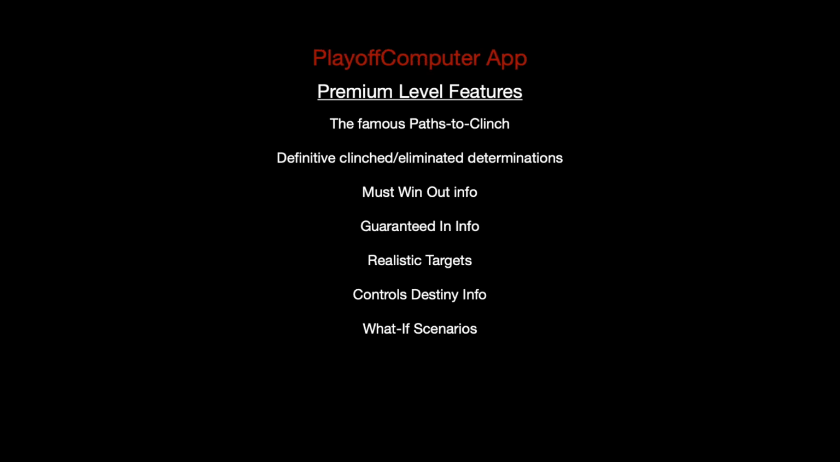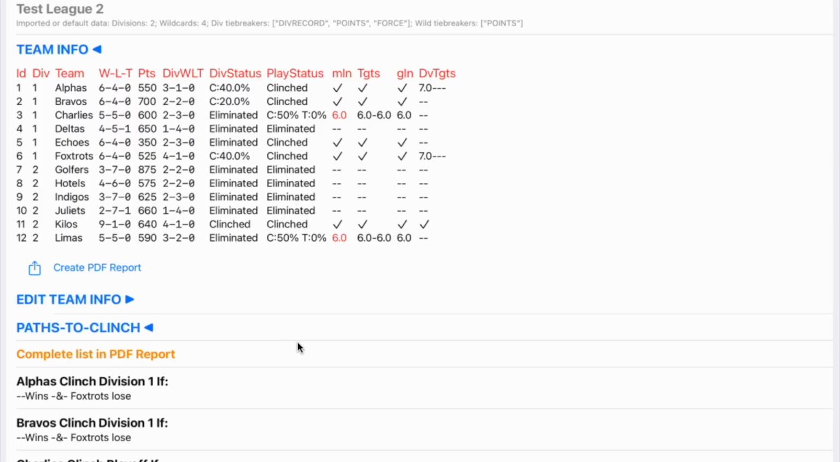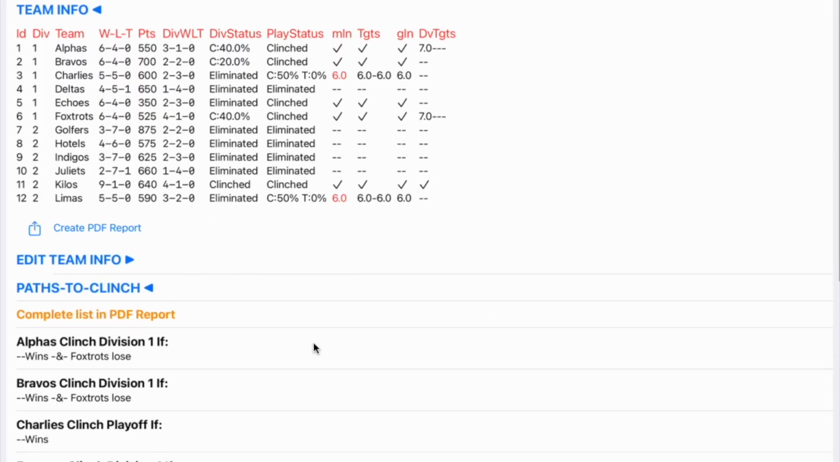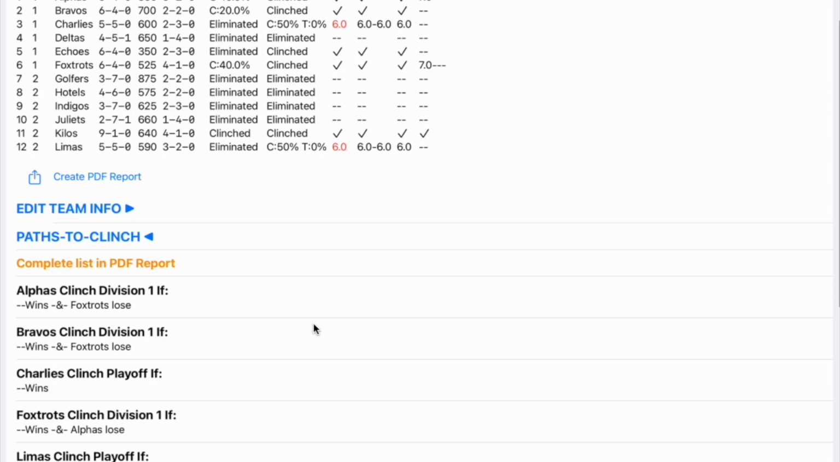Then there is the semi-famous pass to clinch. This is NFL-style listings of what needs to happen in the upcoming week or round for a team to clinch a playoff spot or win their division, again if that applies. This is by far the most popular feature of the app and provides great intel for commissioner newsletters and league chats.